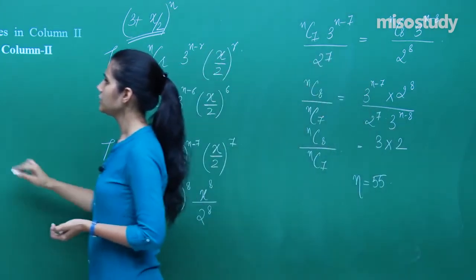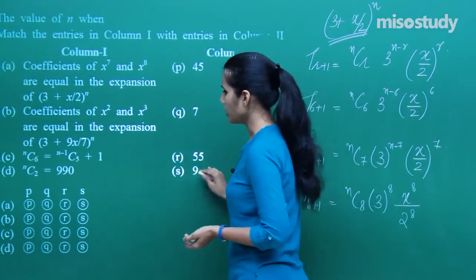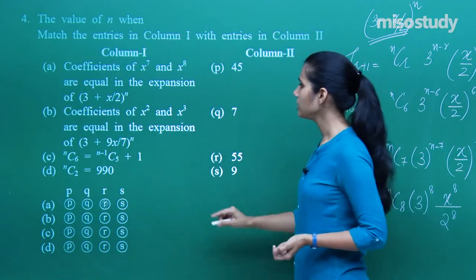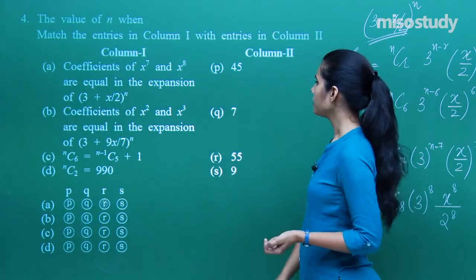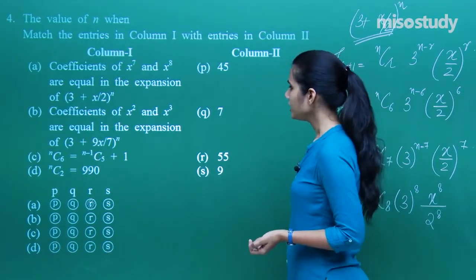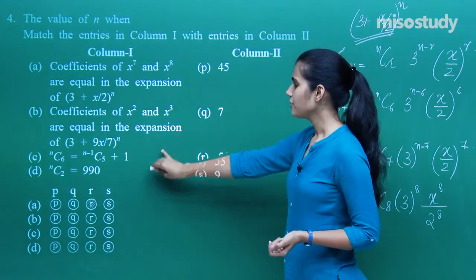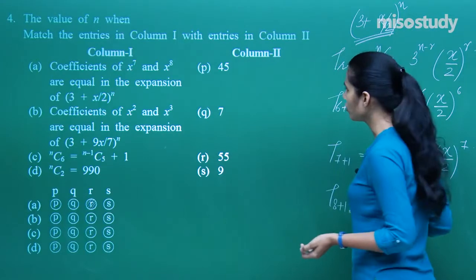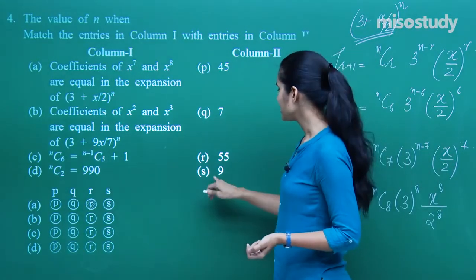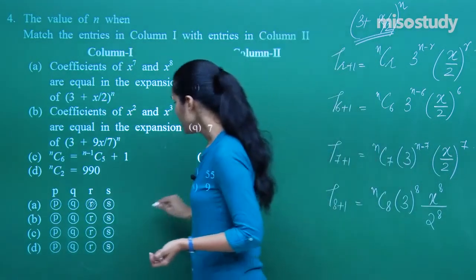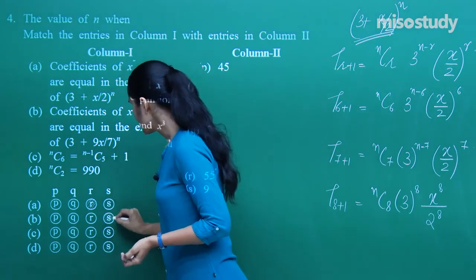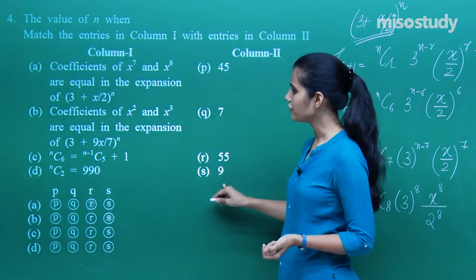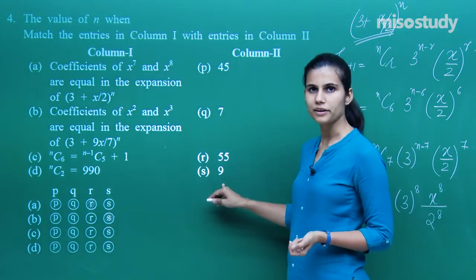So the first one, A, gets matched to R. So corresponding to A, you get R shaded. Exactly in a similar manner, coefficients of x square and x cube are equal in the expansion of (3 plus 9x by 7) whole to the power n. When you follow, what is it that you get? You basically get B getting matched to S. It is for n equals 9 that coefficients of x square and x cube are equal in the expansion of (3 plus 9x by 7) whole to the power n.